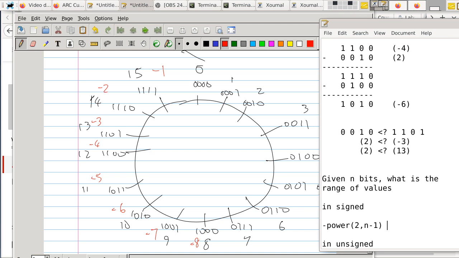Okay? What is the largest value you can represent when you only have n bits and we are talking about the signed interpretation? Power 2 to the n minus 1, that quantity, minus 1. The whole thing minus 1. Yep, exactly. So we have power 2 to the n minus 1, then the whole thing minus 1.